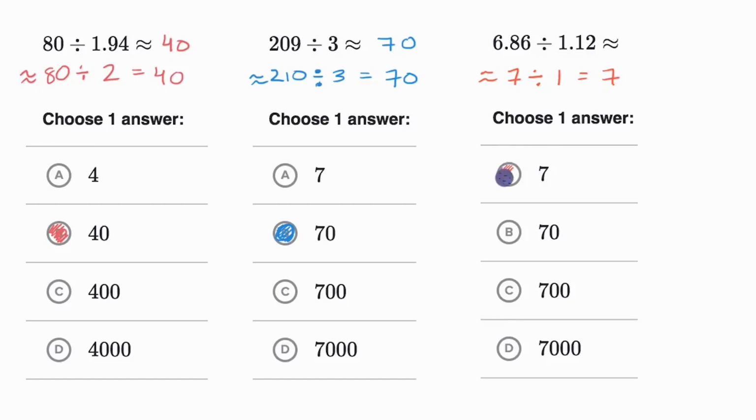Now once again, it's very important to realize these are estimations. It's not going to be exactly equal to 7, but it's definitely going to be much closer to 7 than 700 or 7,000.